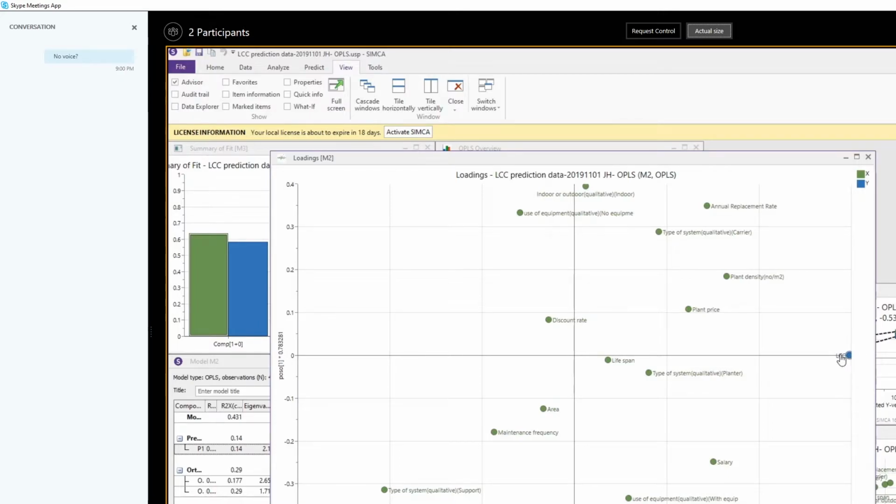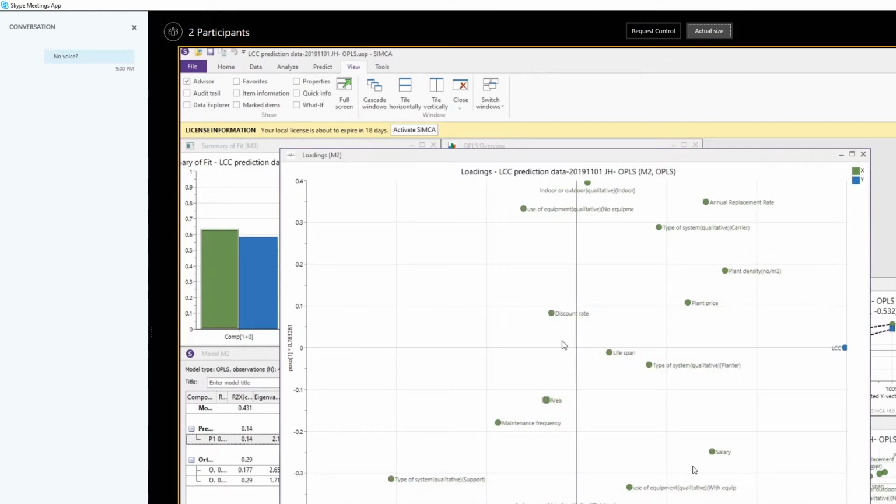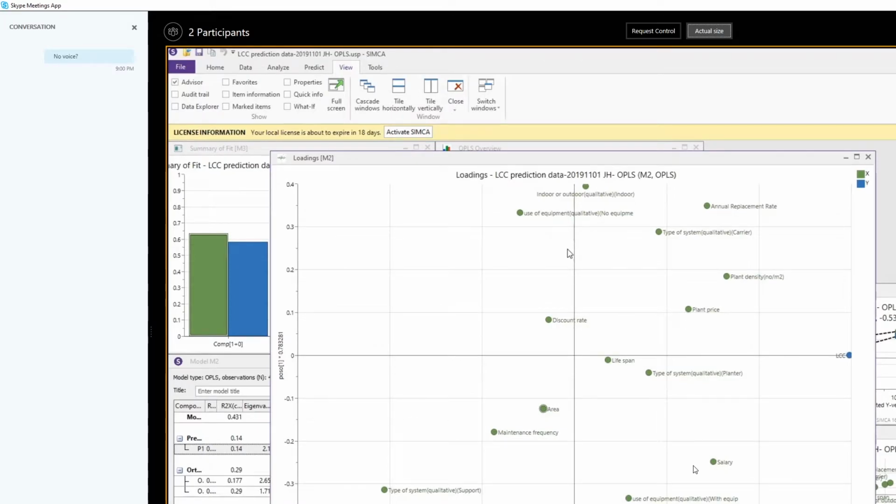Whereas the things that do impact this are plant density, the annual replacement rate, salary, and the type of systems used to support it, right? So they do have a distinct impact on the life cycle cost, but because they're far away from this axis, so if we look on the up-down part, because they're away from zero in the up and down section, it means that they also contribute significantly to the orthogonal. So they're both. So it's a bit more complicated. It's not as straightforward that they're purely just predictors for Y. They also have an impact on the other X's as well.